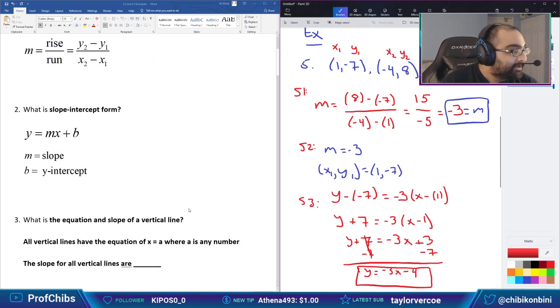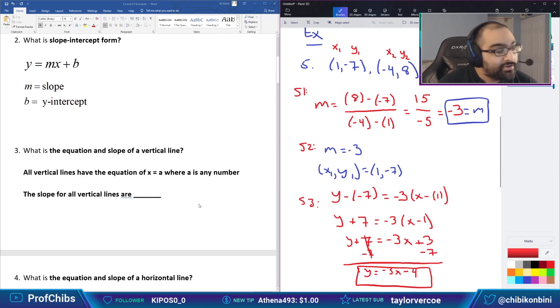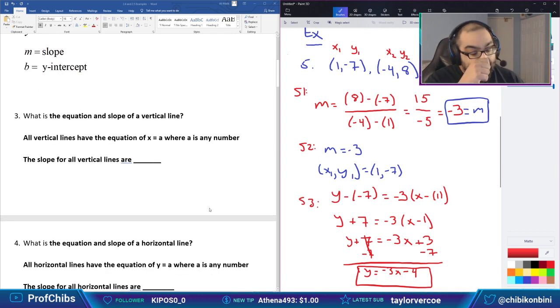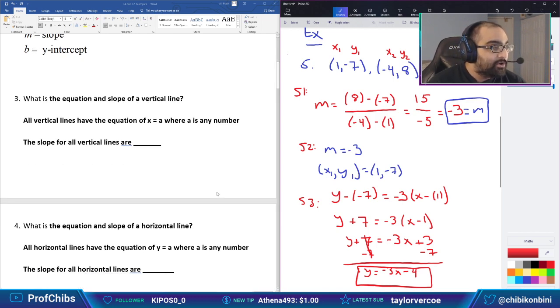All right. Now we're going to talk about a few more things here. Let's go ahead and talk about the next part. We're going to answer questions 3 and 4. I've left a couple of these parts blank on purpose. We'll answer them together. So number 3 says, what is the equation and slope of a vertical line?